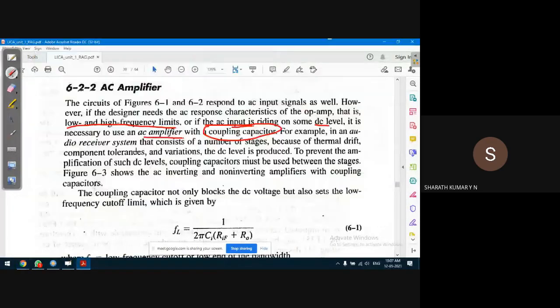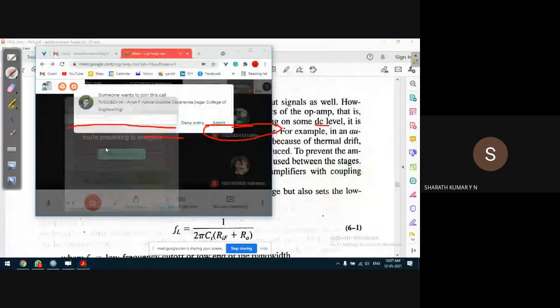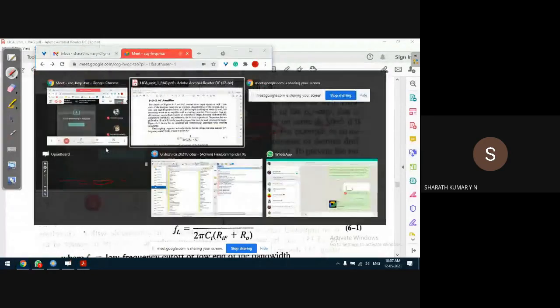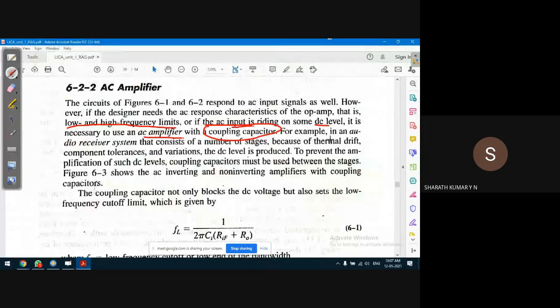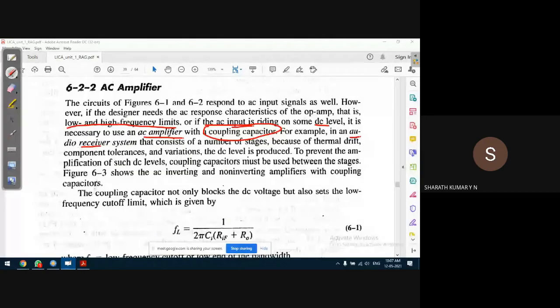Using the coupling capacitor. An AC amplifier which uses coupling capacitors. Examples include an audio receiver system, which consists of different stages. Thermal drift, component tolerance and variations produce a DC level in that audio receiver system.